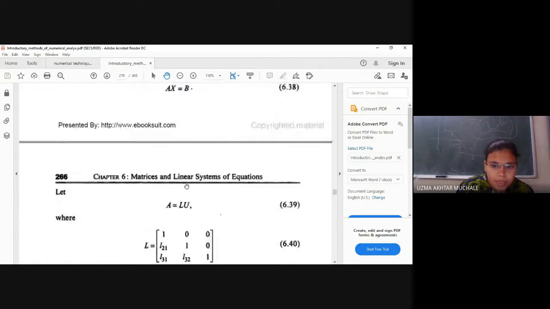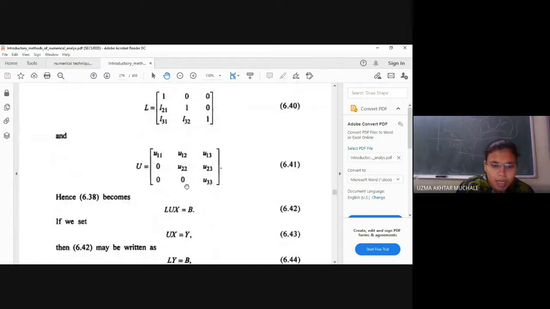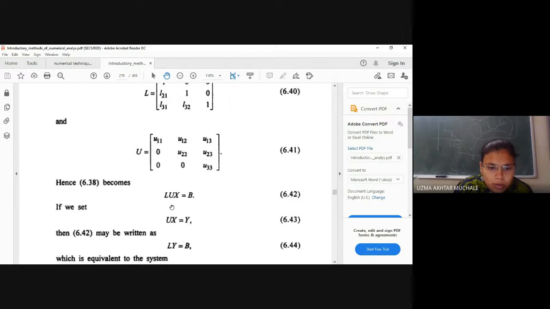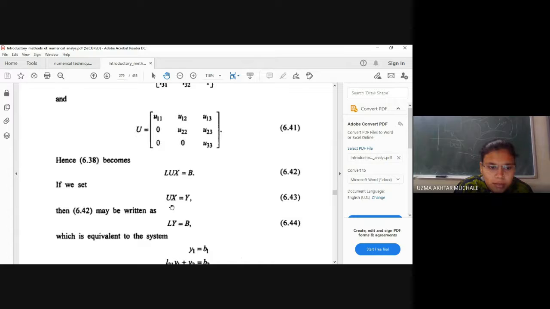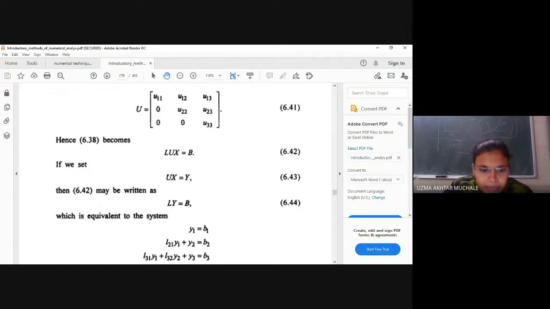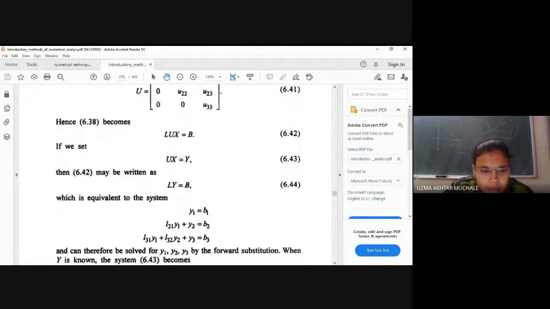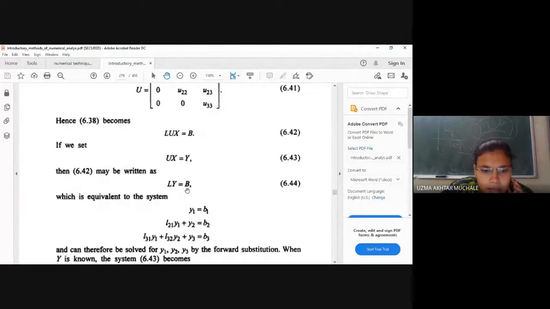In equation 6.39, you just put the value of A as LU, so you get equation 6.42. Now if we put UX equal to some Y, the system of equations reduces to LY = B. Here L is lower triangular, B is already given to us, and Y is a column matrix with y1, y2, and so on.